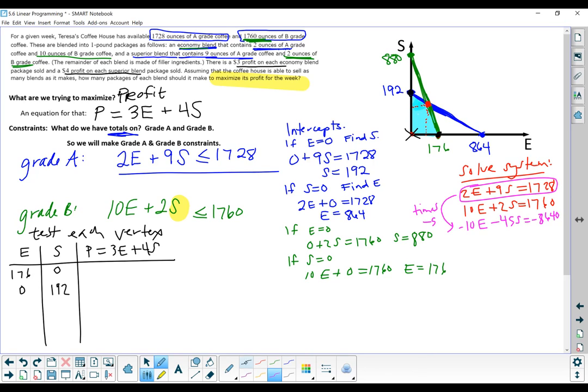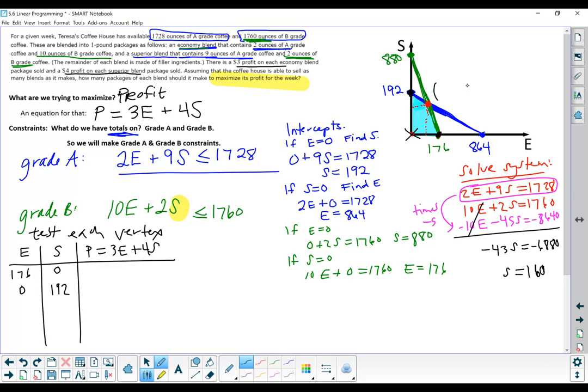Okay, so I'm going to add those two equations together. The e's will cancel out. So we have -43s is equal to 1760 minus 8,640, which gives me -6880. And then to solve for s, I just need to divide by -43 to get 160. There we go. So that was the s coordinate. That's the y coordinate, the second coordinate.